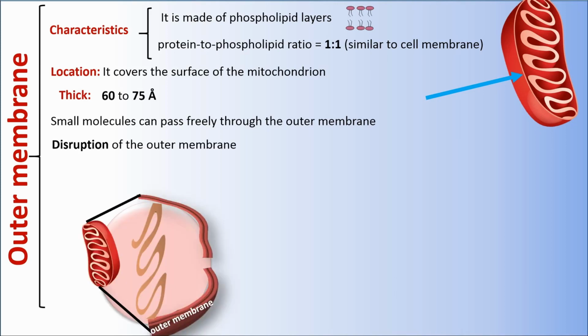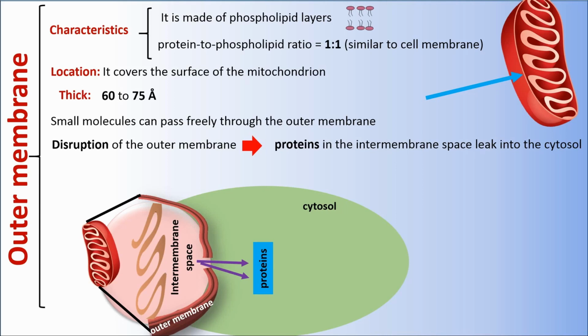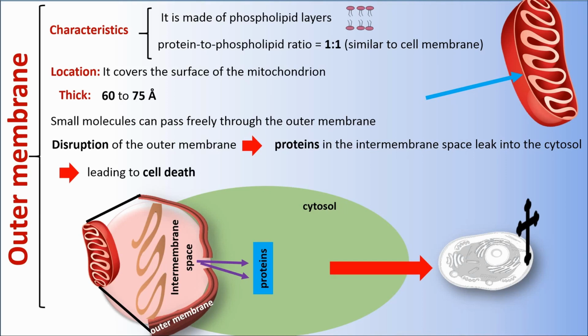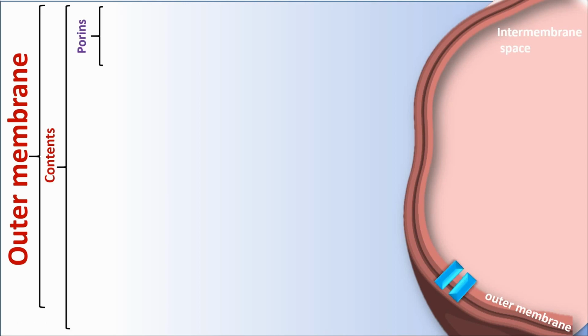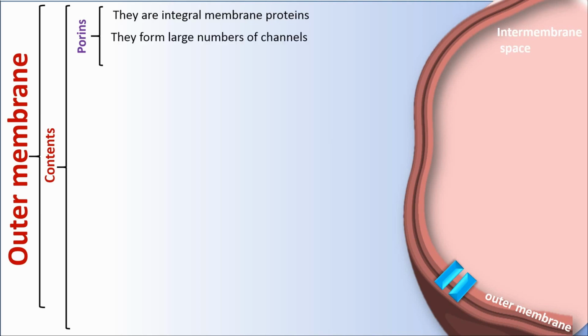After disruption of the outer membrane, proteins in the intermembrane space leak into the cytosol, leading to cell death. The outer membrane has a lot of contents. Porins. They are integral membrane proteins. They form a large number of channels. They play a role in allowing proteins to cross.